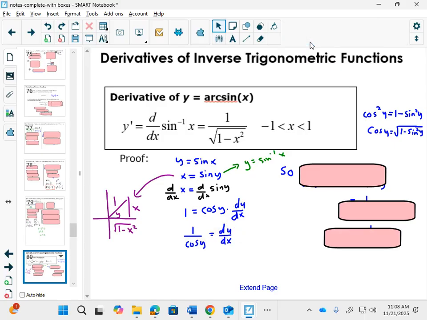Well, if I got my dy dx by itself, method 1 using the triangle.